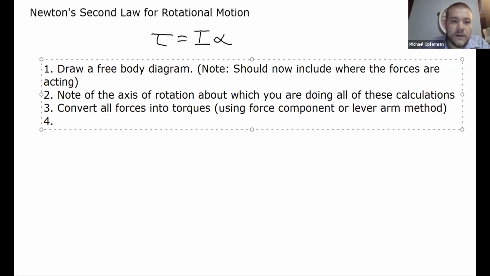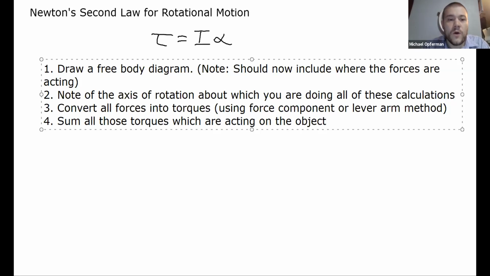Just like with the case of forces, you're going to need to sum all those torques which are acting on the object. You want to sum all the torques acting on the object, just like before we had to sum all the forces acting on the object. Tau here in tau equals I alpha represents the sum of all the torques, not just one torque.